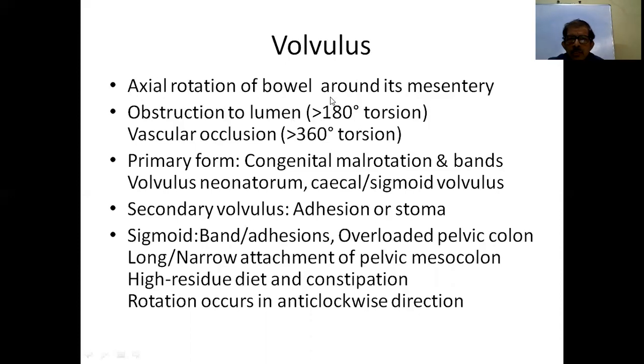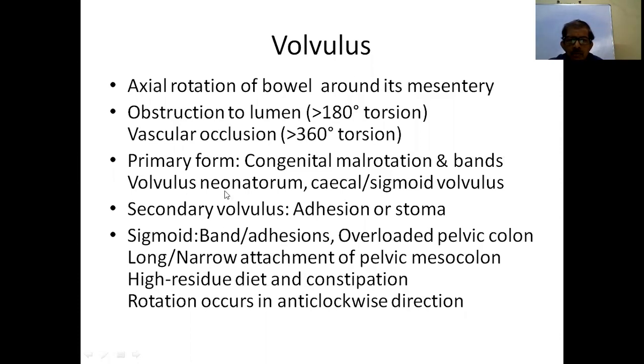So volvulus is turning around like this. Sigmoid will be anti-clockwise, whereas cecal is clockwise. That is the difference. You have to remember both. If it is turned 180 degrees, then there is luminal obstruction, whereas if it is 360 degrees, then even vascular occlusion will be there. So already I told you about volvulus neonatorum, mainly midgut, cecal, sigmoid, and what is not given here is stomach.